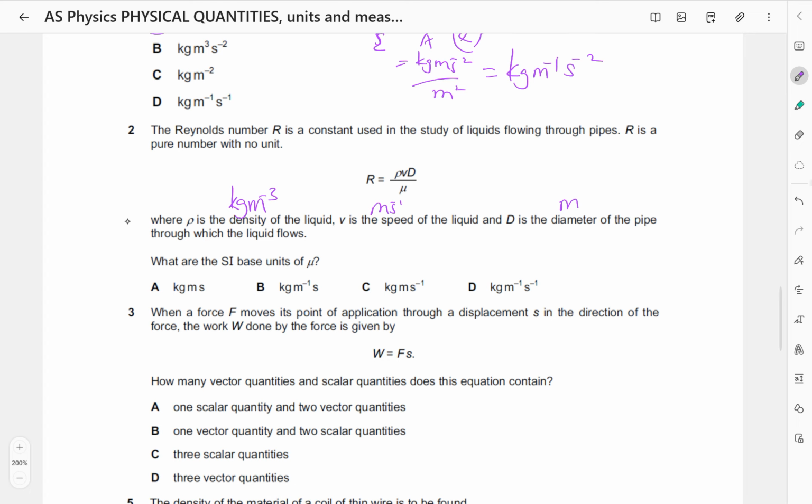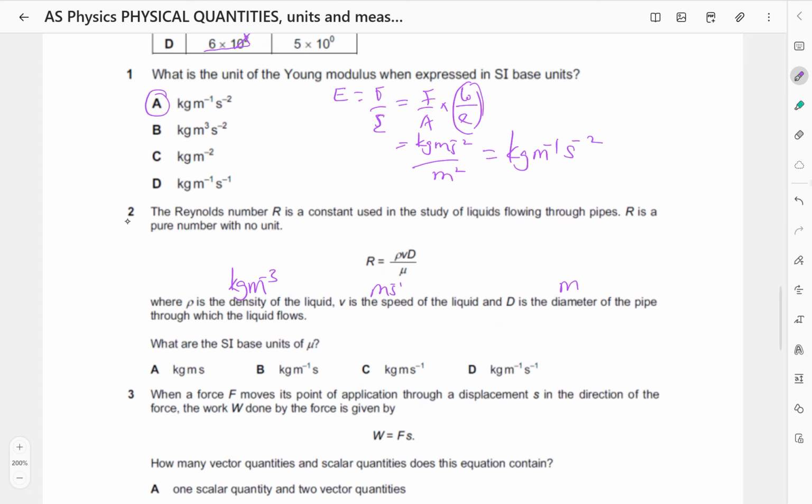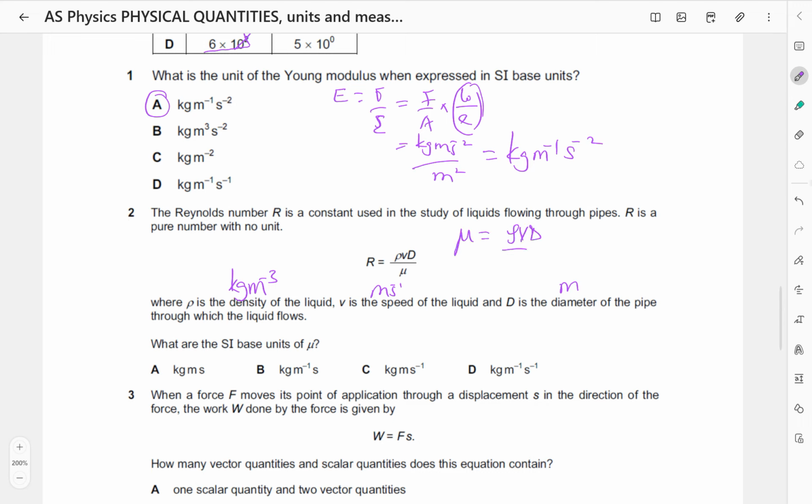What are the SI base units of mu? So I make mu the subject. Mu is equal to rho V D divided by R. Remember, R has no units. So rho is kilogram per meter cubed, times V, which is meters per second, times meters. So the units will be kilogram, meters to the power -3, times meters per second, times meters. That is meters to the power -1, then seconds to the power -1. In multiplication, we add the powers. So it becomes kilogram per meter per second. So our answer is going to be D.